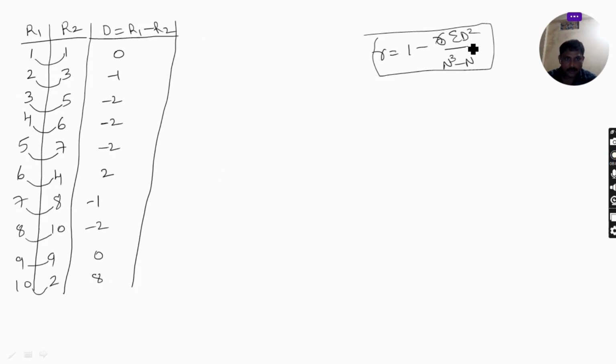Whatever we are getting, because in the formula we need d square, we don't want d, we need d square. So do the square of the d values.